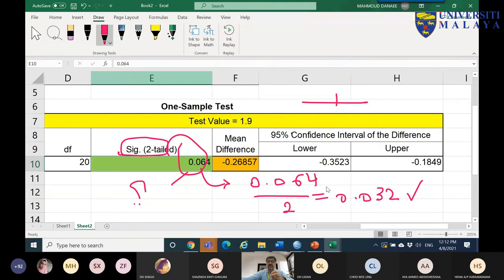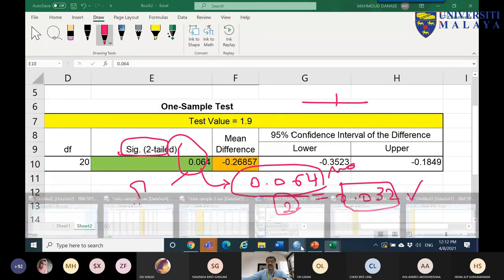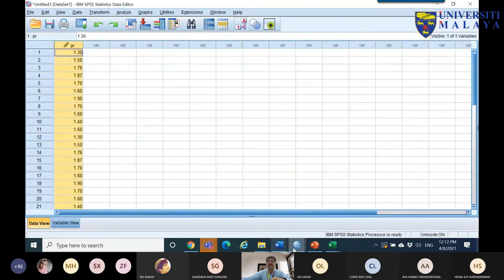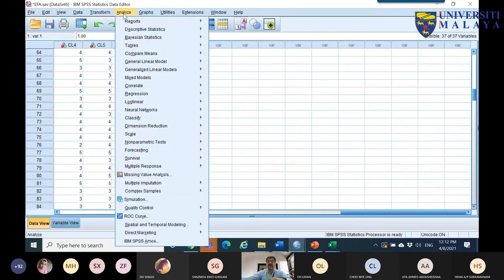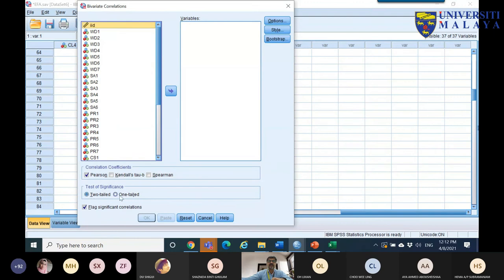If I use this p-value to interpret my result, I would say that there is no significant result. But it is significant. Why? Because my hypothesis was directional, and then I have to divide it by two. In SPSS, can you see here? Analyze, correlate, bivariate. Two-tailed, one-tailed. Some statistical tests, especially for relationships, have one-tailed and two-tailed options, but not all statistical tests.